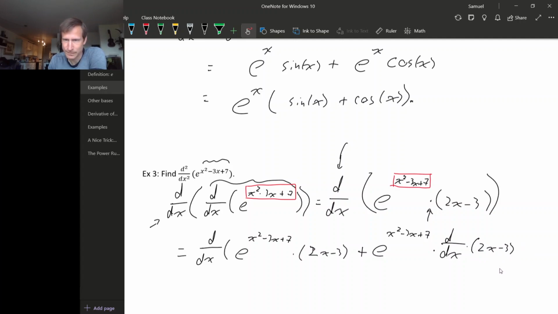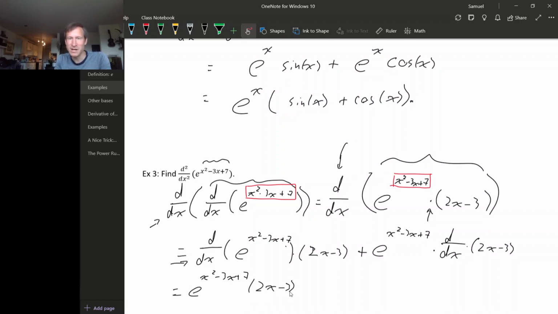I need a closing parenthesis here. All right. Now for this derivative here, well, that's actually something we calculated. That's this piece right here. So e to the x squared minus 3x plus 7, and then the chain rule spits out 2x minus 3. But that's an extra factor of 2x minus 3. We already had a 2x minus 3 plus e to the x squared minus 3x plus 7. And the derivative of 2x minus 3 is 2.